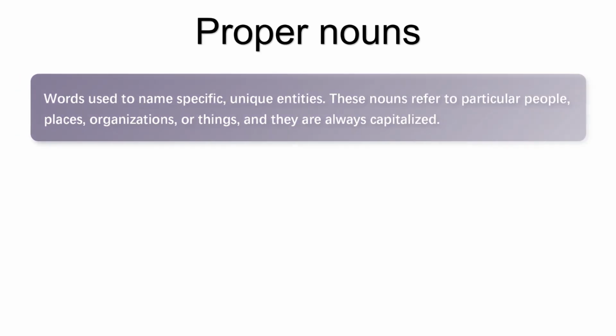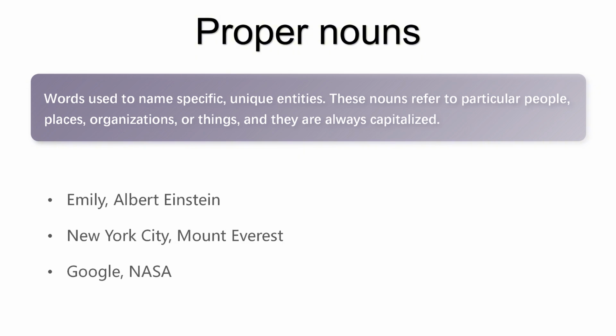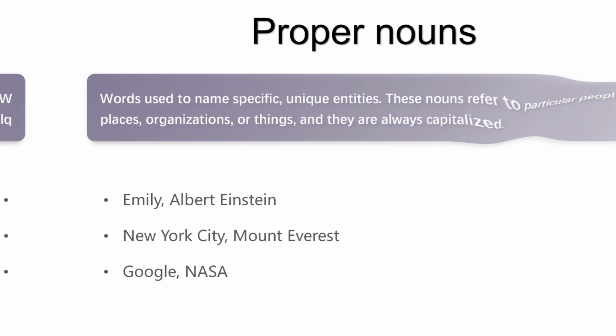In contrast to common nouns, which describe general items or categories, proper nouns refer to particular people, places, organizations, or things, and they are always capitalized no matter where they appear in a sentence. For example, while city is a common noun, Tokyo is a proper noun because it names one particular city. Similarly, book is a common noun, but Harry Potter is a proper noun, naming a specific book series. Here are a few examples: Emily, Albert Einstein, New York City, Mount Everest, Google, NASA.